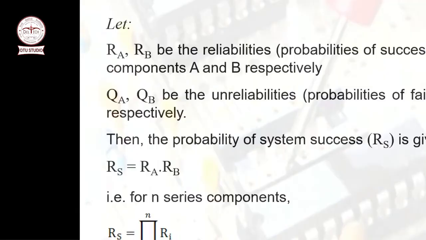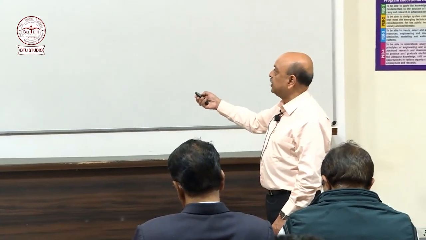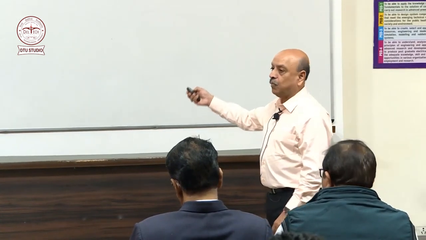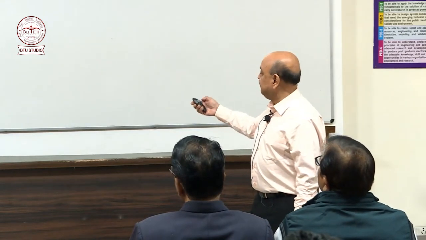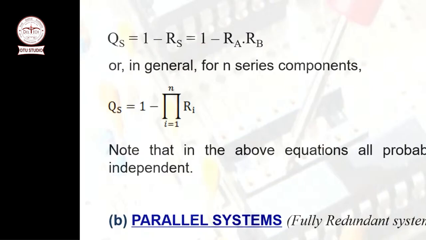we'll use the definitions. So the reliability of success will be equal to RA times RB, because the systems are in series. The product of the reliabilities will be equal to the system reliability. So in general, for n series components, RS is equal to the product of RI, where I goes from 1 to n. Yeah? And the probability of system failure or the system unreliability is 1 minus the reliability, so it is 1 minus RA RB.